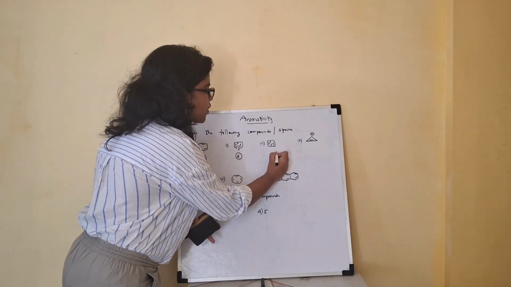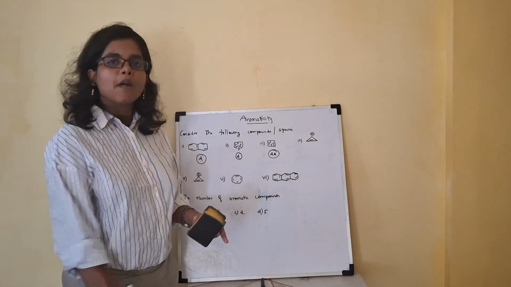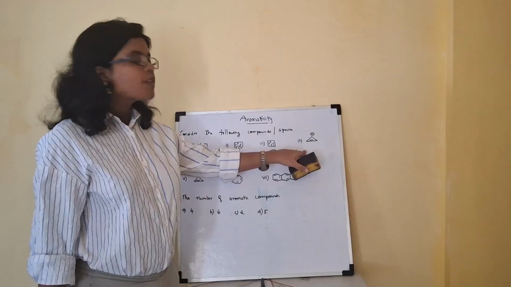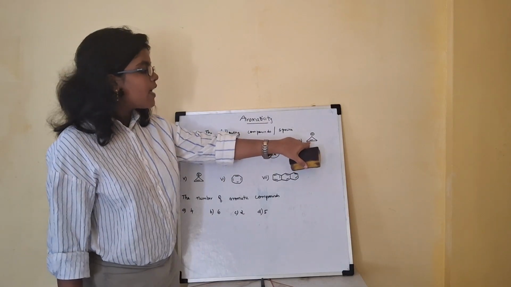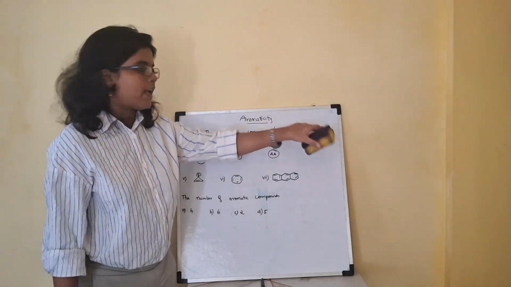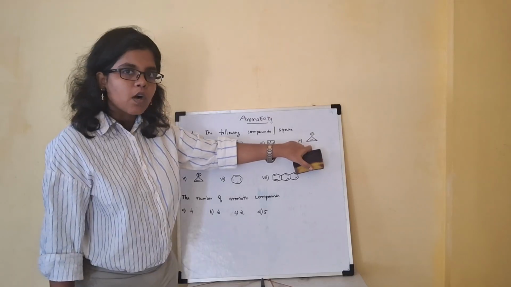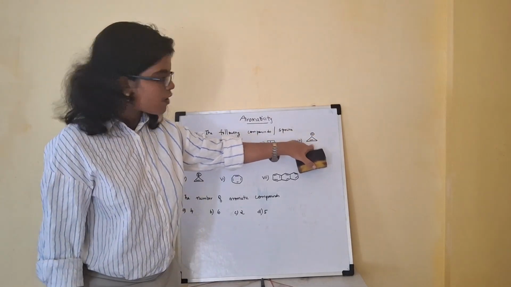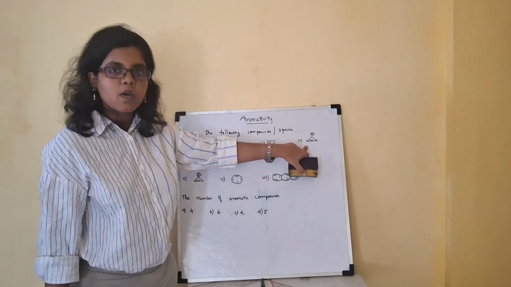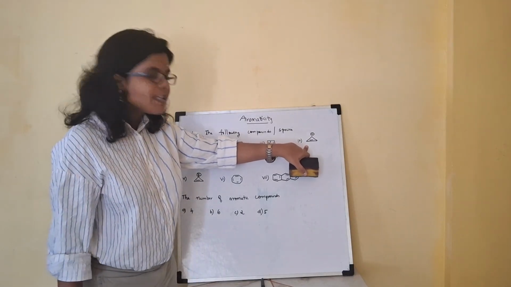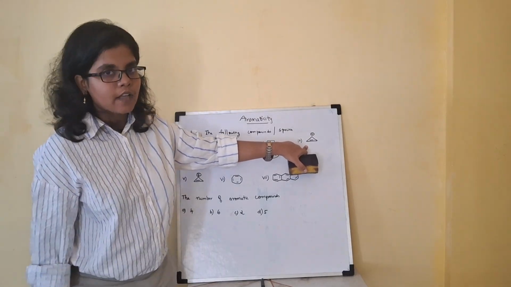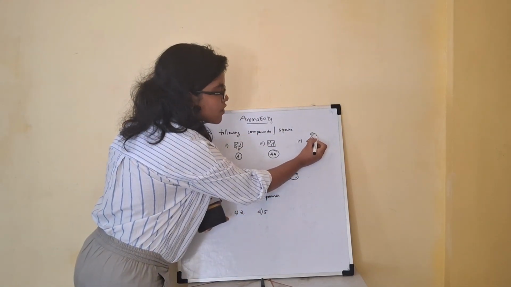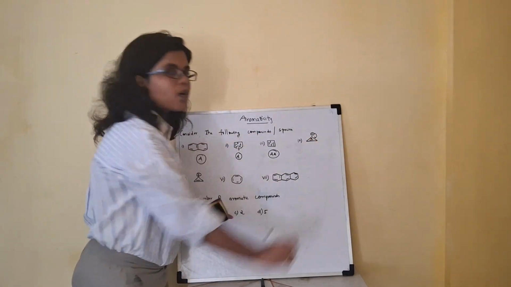So cyclobutadiene is an anti-aromatic compound. Now the fourth compound that they have given is cyclopropenyl anion. It is a cyclic compound having a planar geometry. All the carbon atoms are sp2 hybridized, and there is delocalization of pi electrons. Now check for delocalization of pi electrons. The negative charge is involved in delocalization.